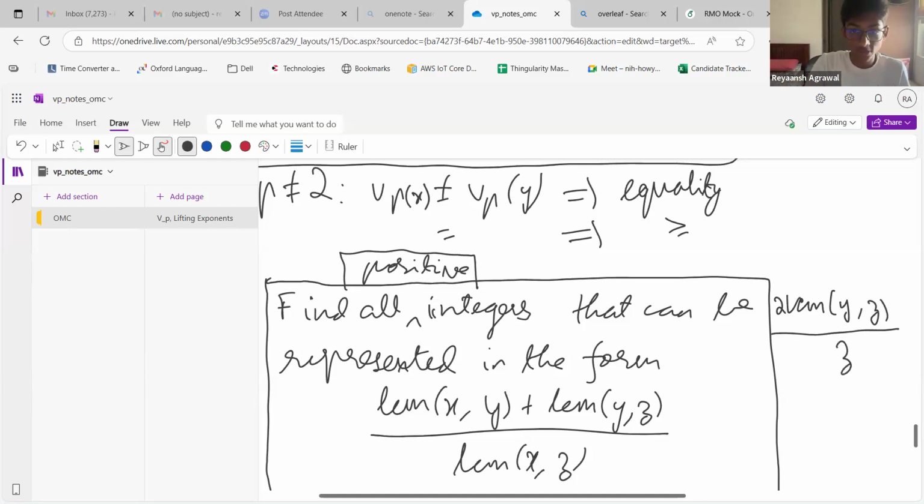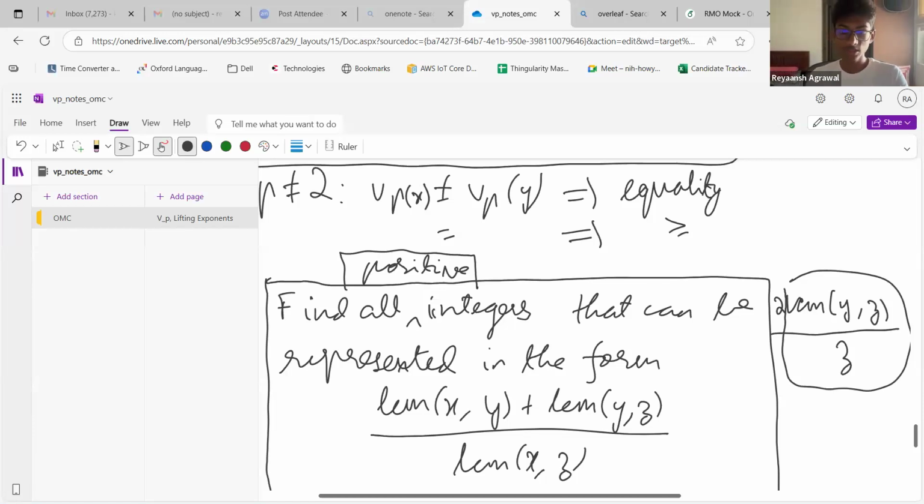Now, note that z divides LCM of y comma z, right? This means that this part alone is an integer, and this whole thing is just 2 times an integer, which means that we obtain an even integer, right? So now we have that all even integers can be expressed in this form. You just have to put y equal to kz, k times z, and the expression becomes 2k.